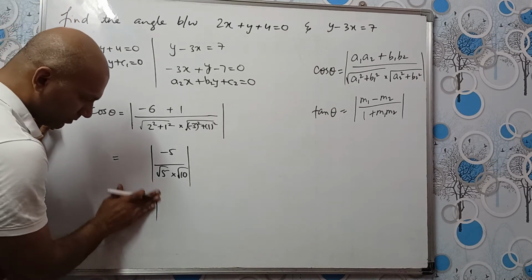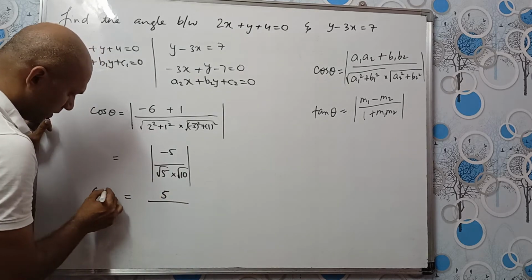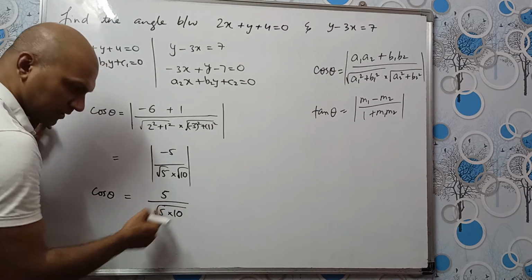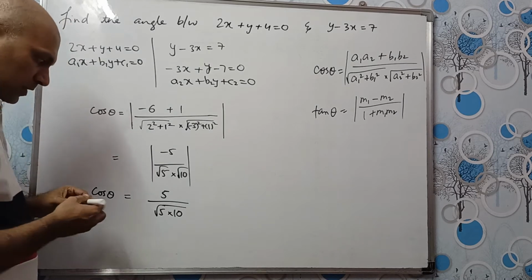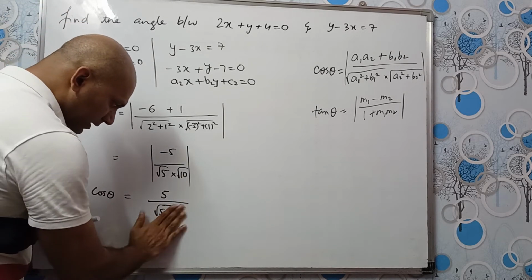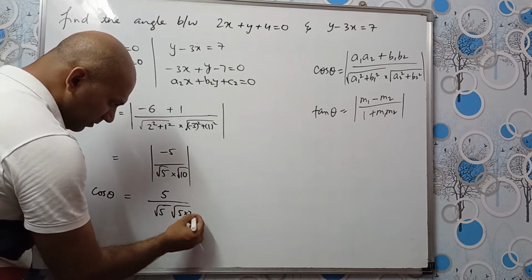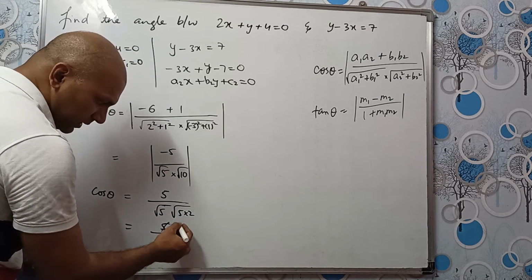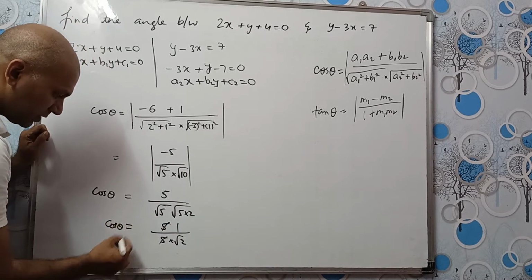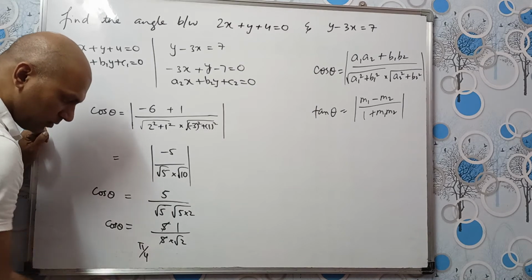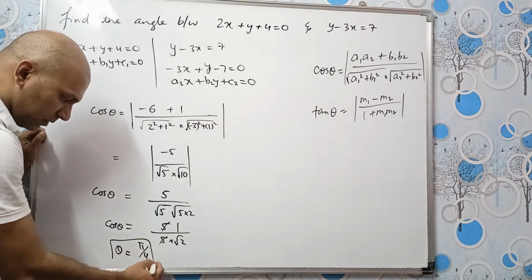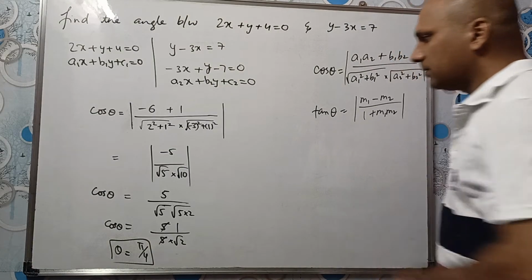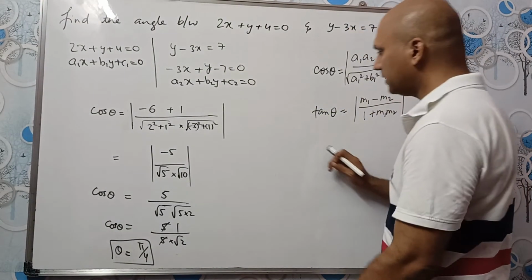Now if you remove the mod, this will be 5. Cos theta will be equal to 5 divided by root 5 multiplied by 10, so we can write this as root 50. Root 10, can we write it as 5 multiplied by 2? Yes, so this will be 5 by root 5 into root 5, root 5 into root 5 is how much? 5, and 1 root 2 will be left, so this will get cancelled, we'll have 1 by root 2. So when is cos theta 1 by root 2? 45 degrees or pi by 4. So theta is equal to pi by 4 or 45 degrees. Now we'll use the tan formula and solve this, we should get 45 degrees only, right?